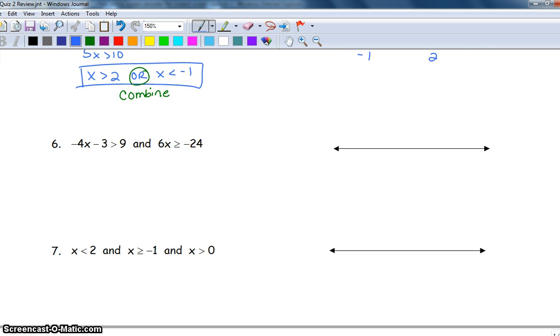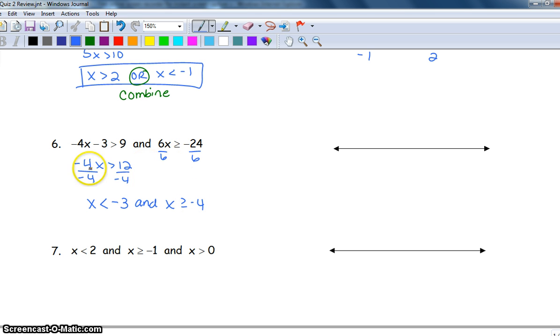Number 6, we've got an and statement this time. We're going to solve them separately. We move the 3 over to get -4x is greater than 12. Divide by a -4. Now since I'm dividing by a negative, we want to remember that that greater than sign is going to be flipped to a less than, -3. And then we divide our second one by 6, and we get x is greater than or equal to -4.